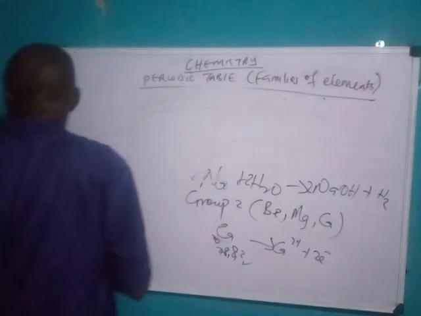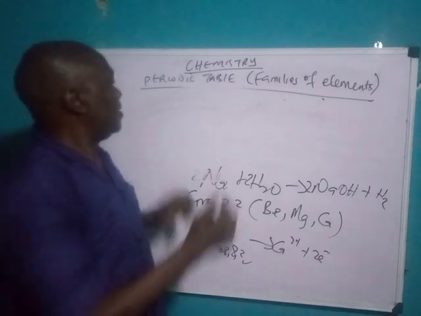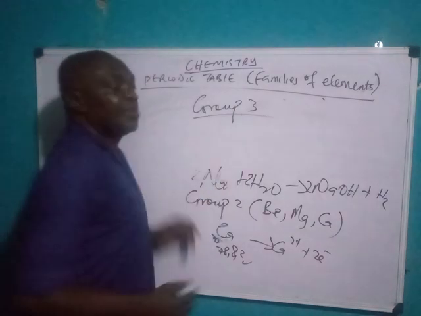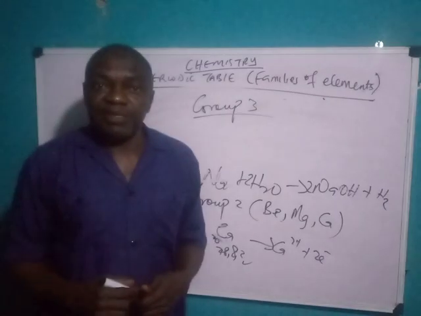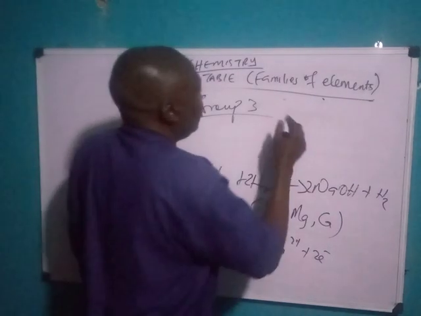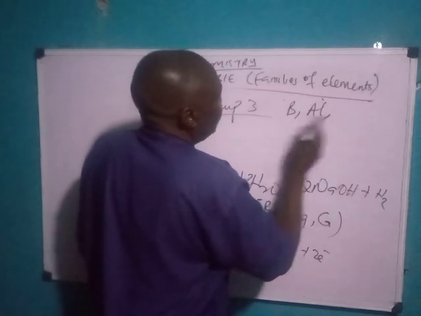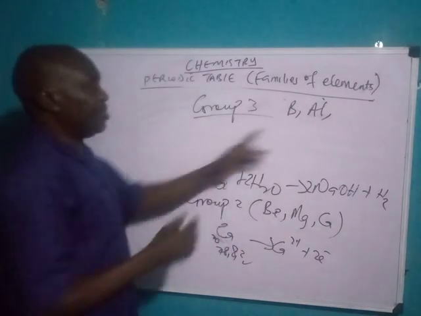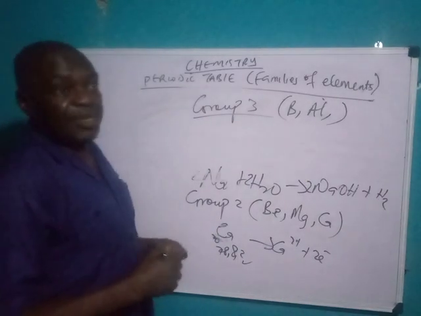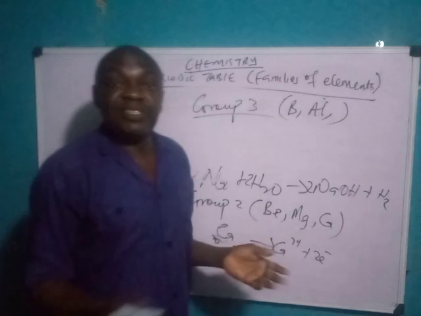Group 3 elements are trivalent elements because they have a valency of 3. Examples include boron and aluminium. These are known as group 3 elements because they have 3 electrons in the outermost shell and they easily give out the 3 electrons.